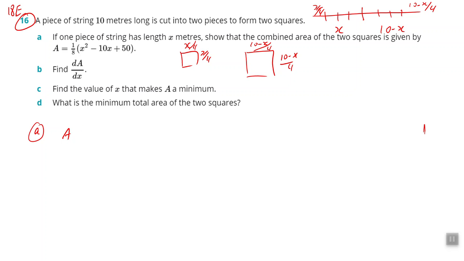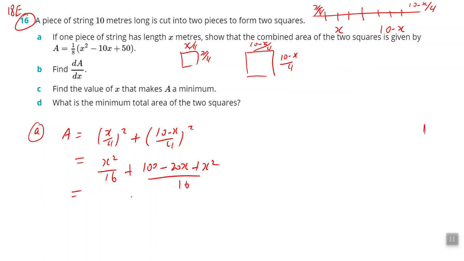We know the area is given by the area of the first square, which is x on 4 squared, plus the area of the second square, which is 10 minus x divided by 4 squared. So simplifying, we get x squared on 16 plus, if we expand that, 100 minus 20x plus x squared over 16.